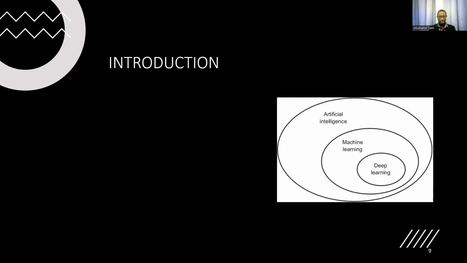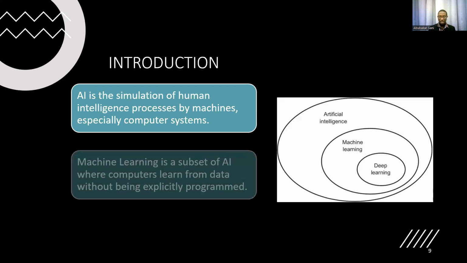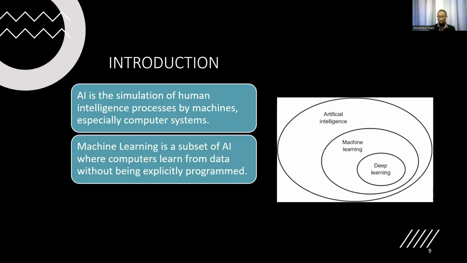AI is the simulation of human intelligence processes by machines, especially computer systems. What we mean is that we have these machines, these systems, that try to simulate how humans think and carry out some tasks. Machine learning, on the other hand, is a subset of AI, meaning that under AI we have different types of algorithms, expert systems, evolutionary computation, and machine learning is one of those. So if you have machine learning, you can also consider it to be an AI technique.